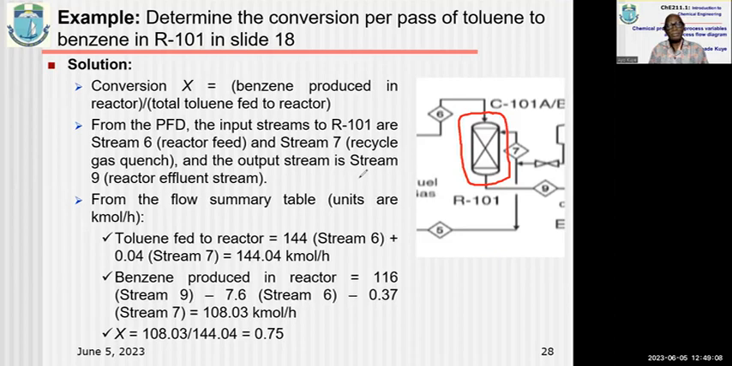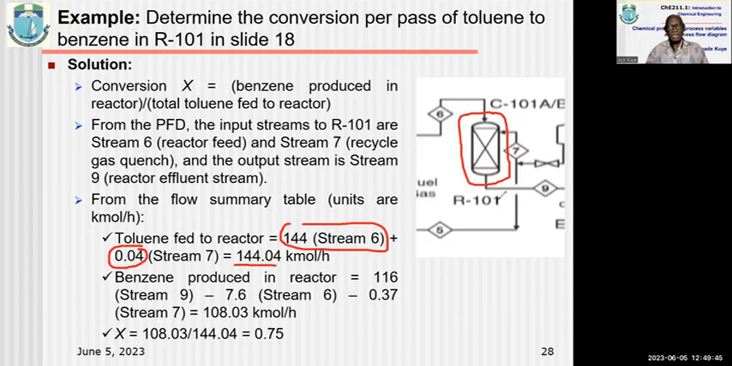And you can see from there that the total toluene coming into the reactor is the one from stream 6, which is 144, plus the one coming from stream 7, which is 0.04. So if you add the two, then you'll get this.